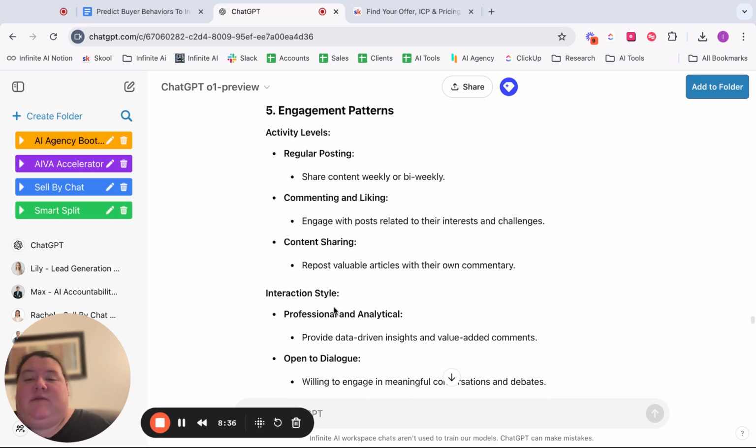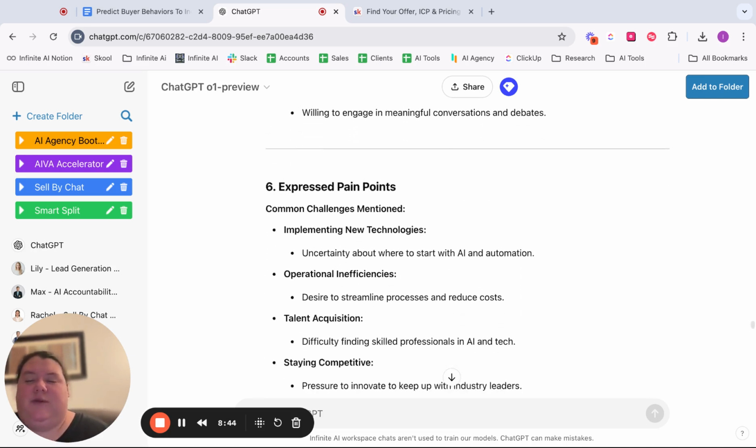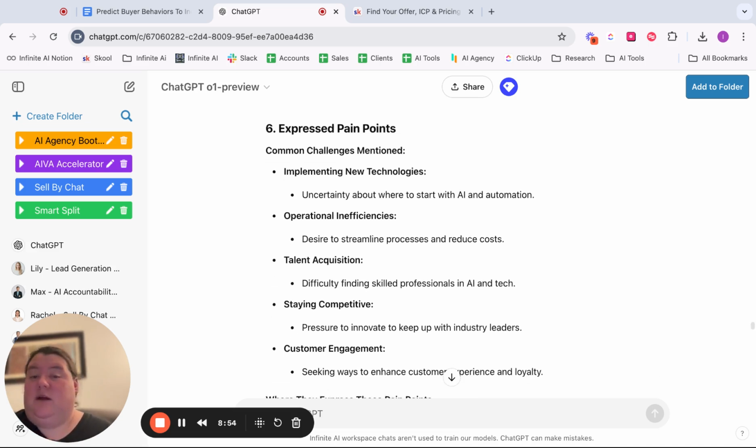And then engagement levels, right? Maybe they're not posting daily. Maybe they're posting or sharing content or reposting weekly, bi-weekly, monthly even, right? A lot of the times people, I think the statistic is like 97% of people on LinkedIn don't post. They're just lurking, right? So just because they don't post doesn't mean that they're not an ICP or an ideal client or a potential client.